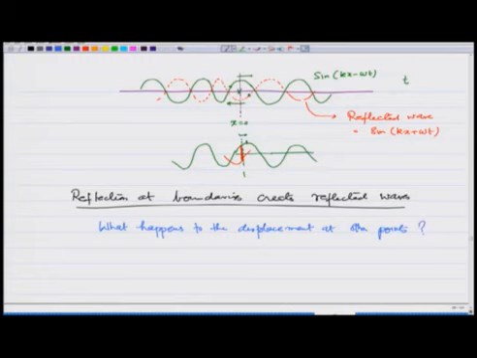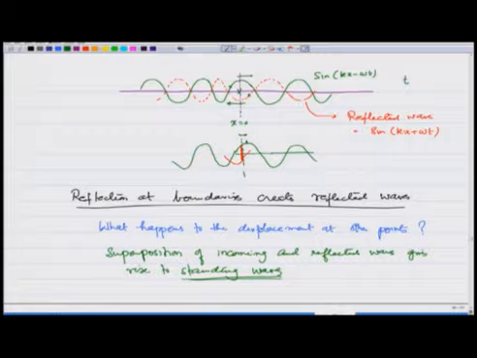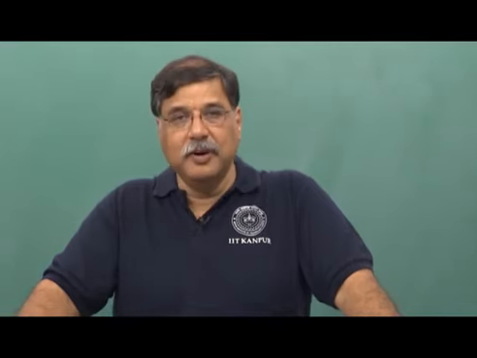and what we will see is this gives rise to the superposition of incoming and reflected waves, which gives rise to standing waves. What do I mean by standing waves? These are the waves that are not traveling, they are standing right there. But before we do that, I would like to leave you with a question about reflection.